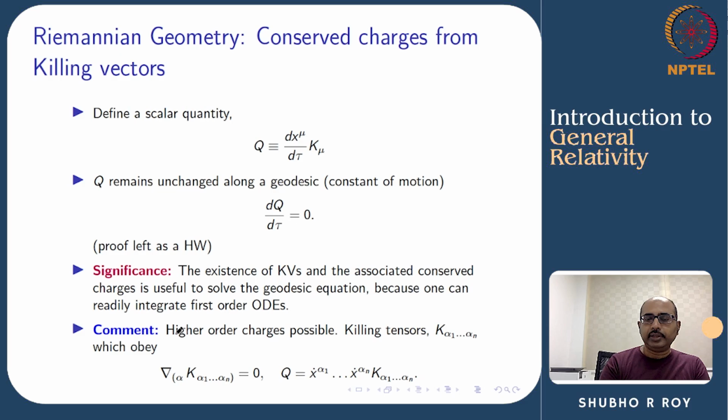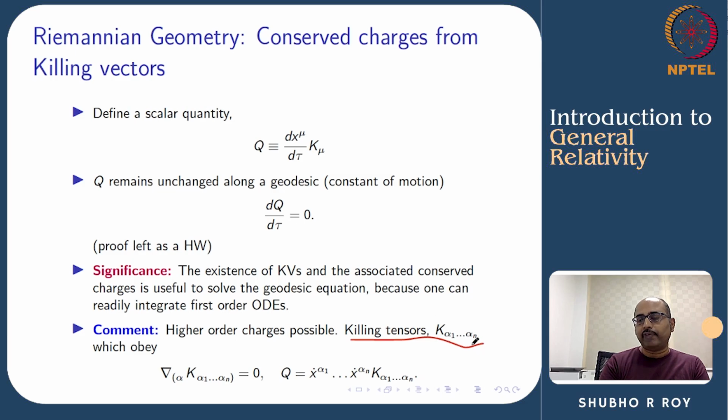Now, I'll end this slide with a comment. If you look at this charge, it is first order in velocities, linear in velocities, but it is in principle possible to have charges which are higher order in velocities. These will exist provided the geometry has not Killing vectors but Killing tensors. Killing tensors are symmetric tensors.